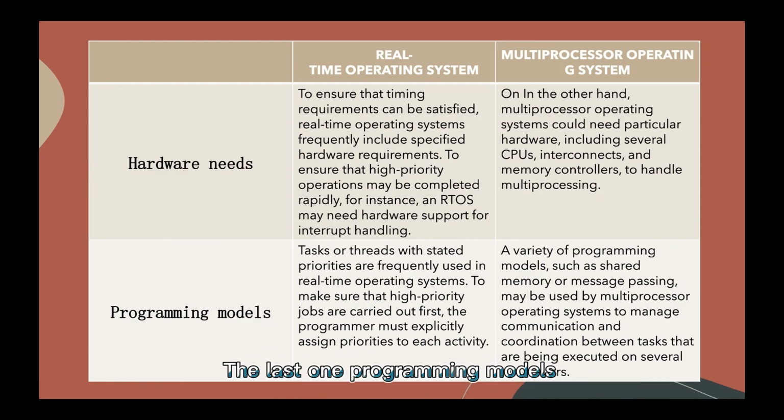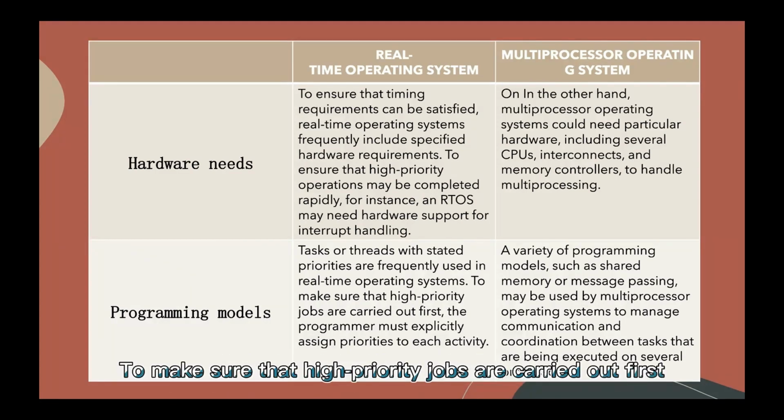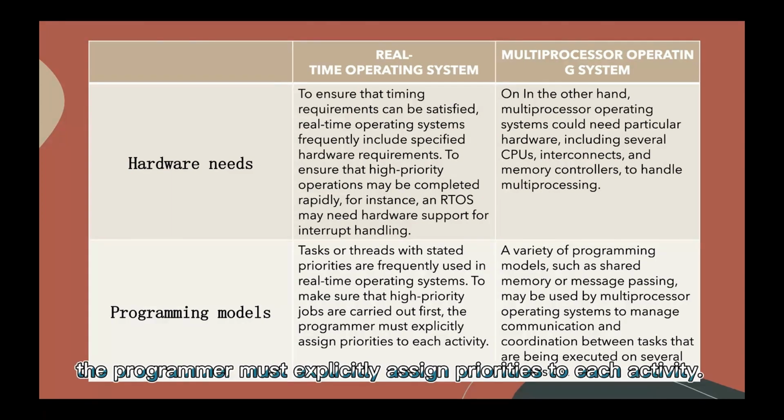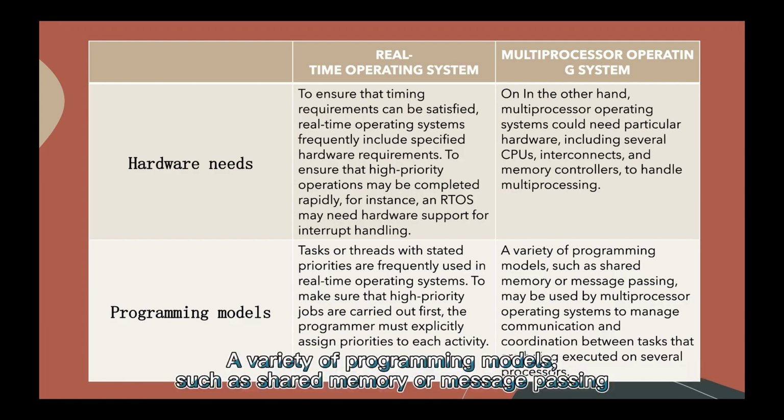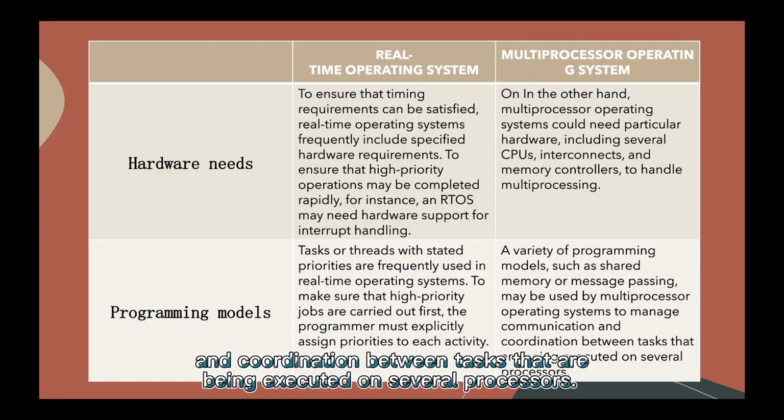The last one, programming models. Tasks with tiers of priorities are frequently used in real-time operating systems. To make sure that high priority jobs are carried out first, the programmer must explicitly assign priorities to each activity. A variety of programming models, such as shared memory or message passing, may be used by multiprocessor operating systems to manage communication and coordination between tasks that will be executed on several processors.